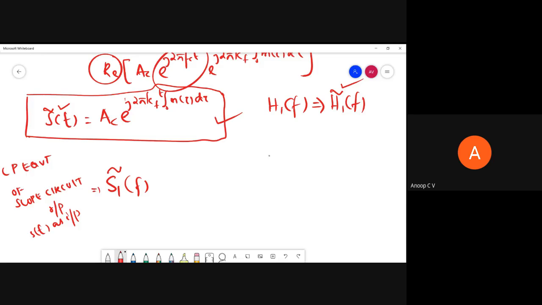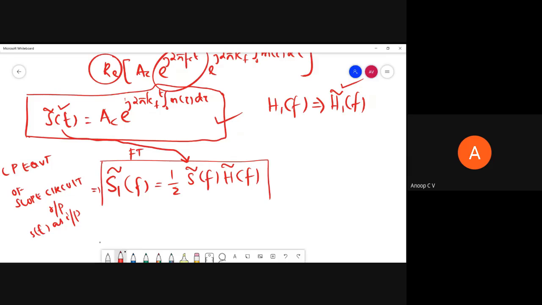This S1 tilde of f will be equal to half times S tilde of f times H1 tilde of f, right? Where this S tilde of f is nothing but the Fourier transform of S tilde of t, right? S tilde of f is nothing but the Fourier transform of S tilde of t, right? So this result is what we'll be using.